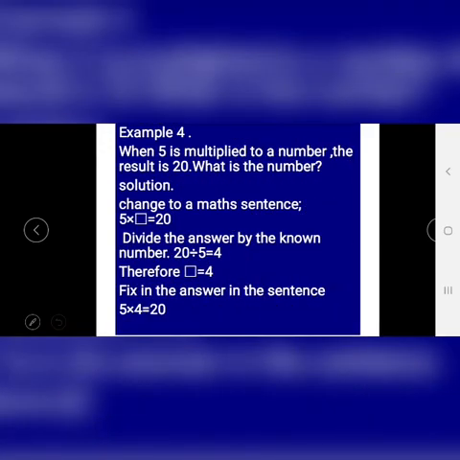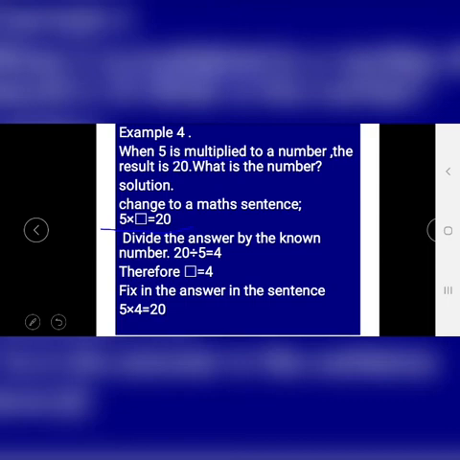Moving on to example 4, which is our last example. When 5 is multiplied to a number, the result is 20. What is the number? When 5 is multiplied to a number, the result is what? 20. What is the number? Yes, we are to what? We are to multiply. So change to a math sentence. 5 is multiplied to a box equals 20.